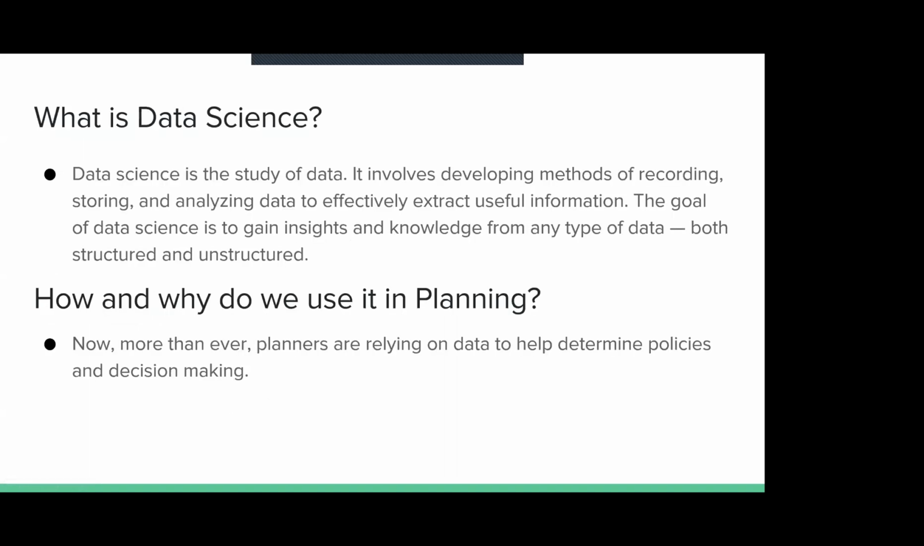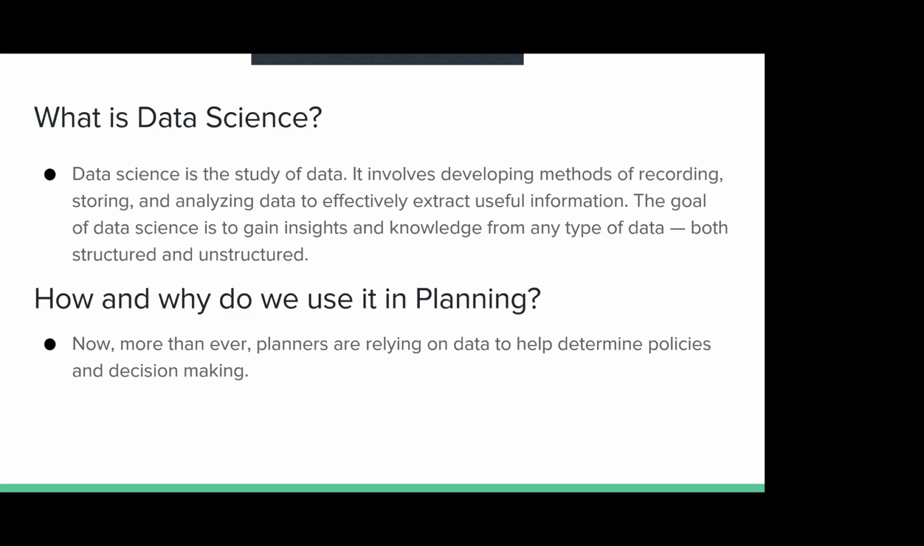What is data science? While many of you may be familiar with data science, I wanted to give a brief description for those that aren't. Essentially, data science is the study of data. It involves developing methods of recording, storing, and analyzing data to effectively extract useful information. The goal of data science is to gain insights and knowledge from any type of data, both structured and unstructured. So the question is why and how do we use it in planning?